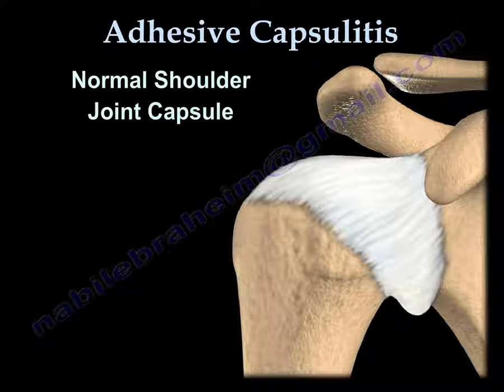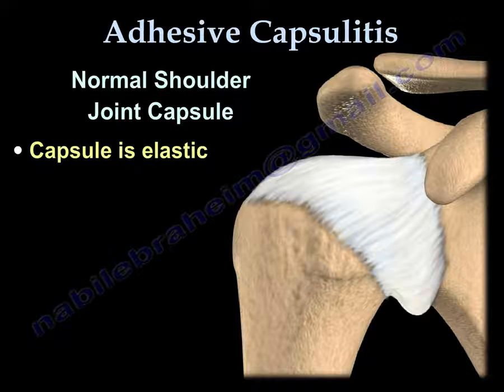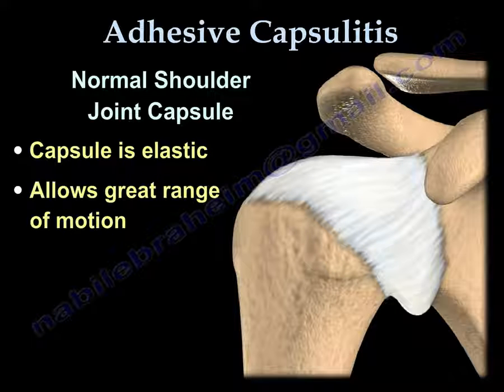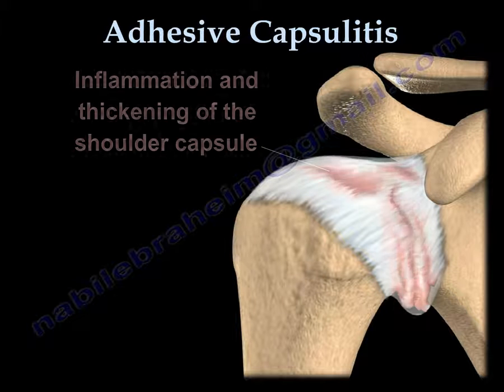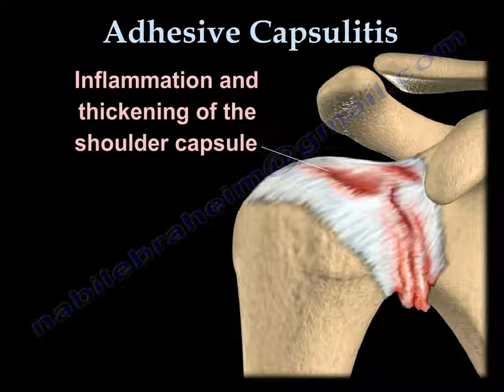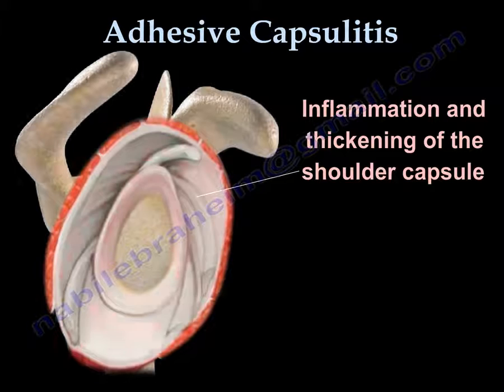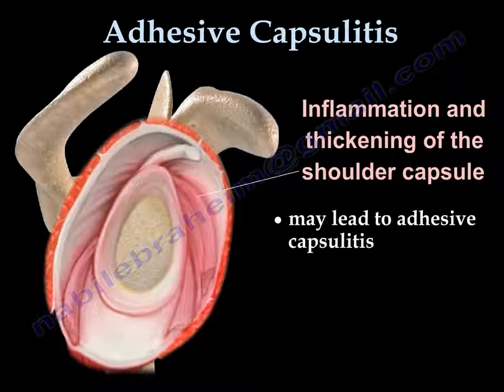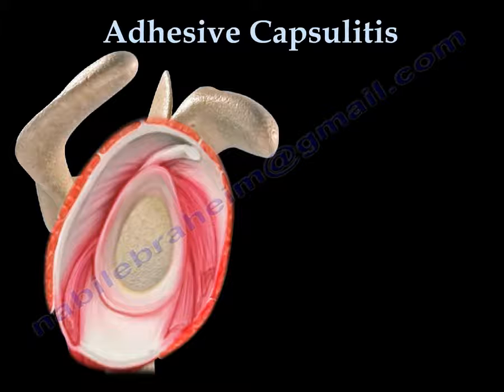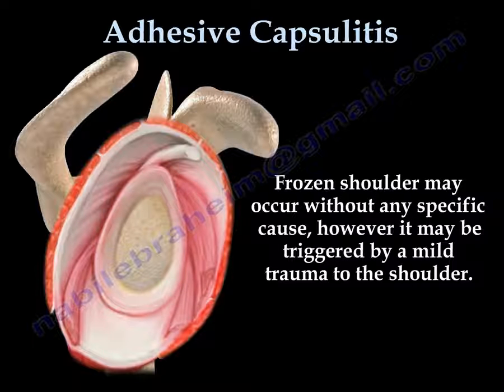This is a normal shoulder joint capsule. The capsule is elastic. It allows a great range of motion of the shoulder. With inflammation and thickening of the capsule, the condition will lead to adhesive capsulitis. That frozen shoulder may occur without any specific cause. However, it may be triggered by a mild trauma to the shoulder.